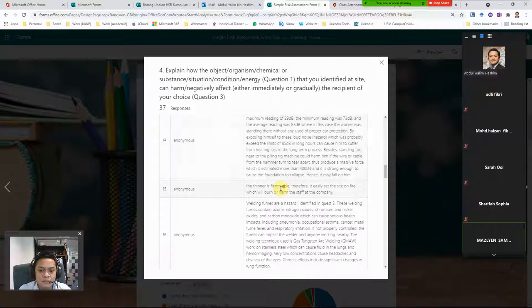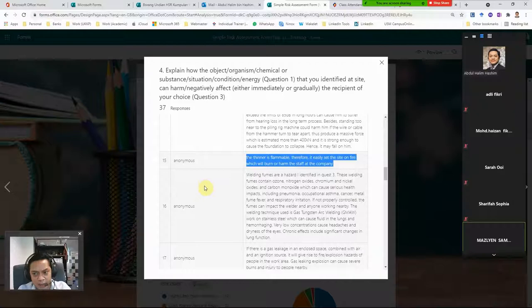This is another answer that, to me, is wrong. Explain how. The thinner is flammable, therefore it easily sets on fire, which will burn or harm the staff at the company. It doesn't explain how. Yeah, you write there it easily sets the site on fire. How? How does it easily set the site on fire? So I cannot imagine how. When you explain, I can imagine in my head how it happened. When you give the answer to this part, it's as if you are explaining a scenario, like you are watching a movie.